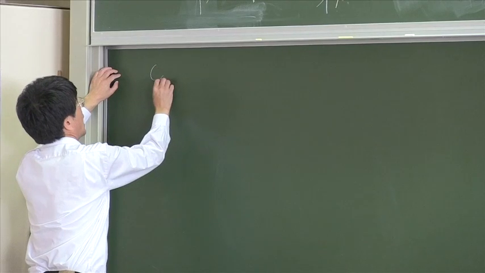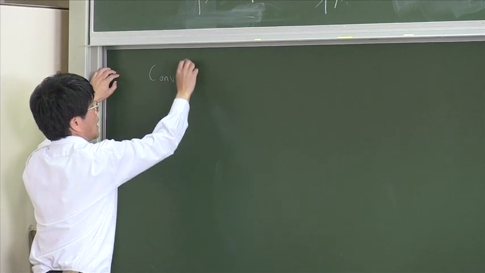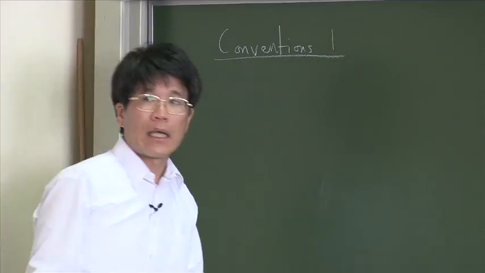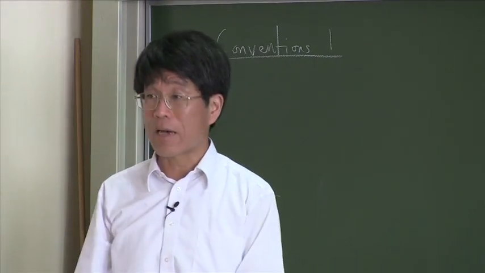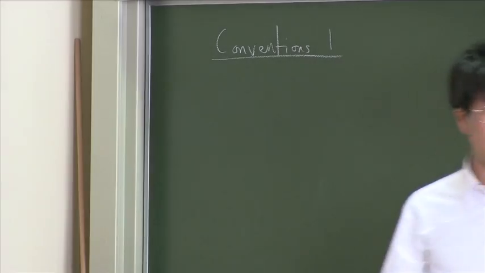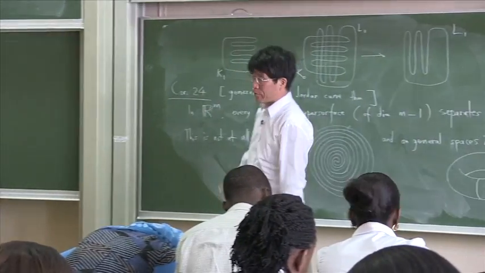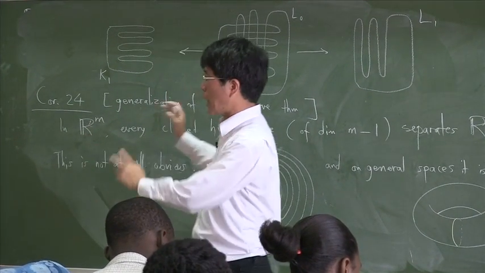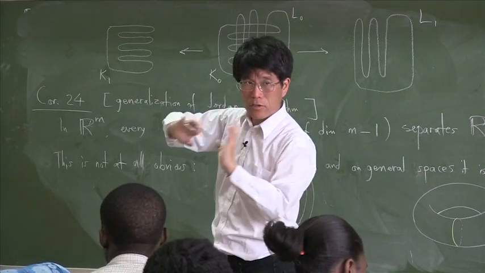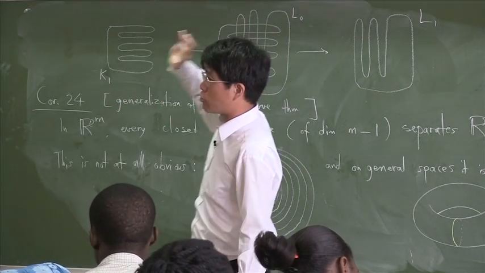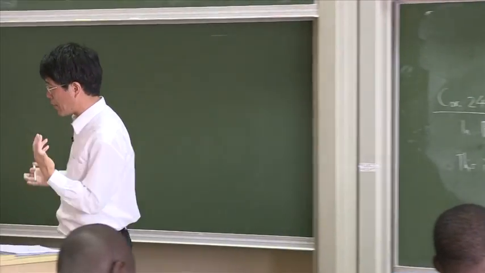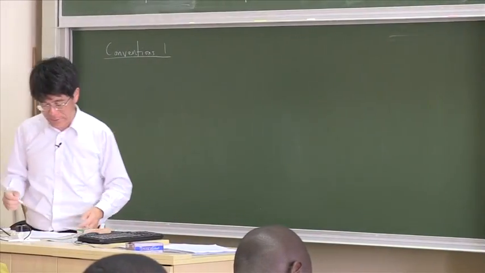Now, I must say a number of technical things, so conventions. Here, we will have to appeal to linear algebra, so please follow us. I'll describe everything in exact details, but it will be technical. And just to try to absorb as much as you can, I'll show you some examples to clarify what I mean by those technicalities.